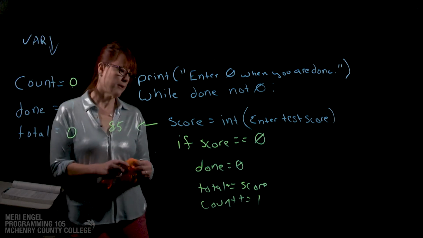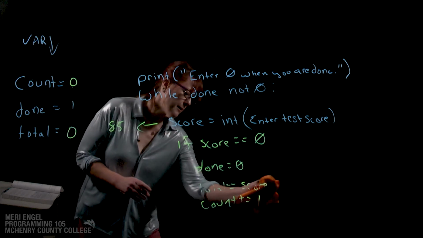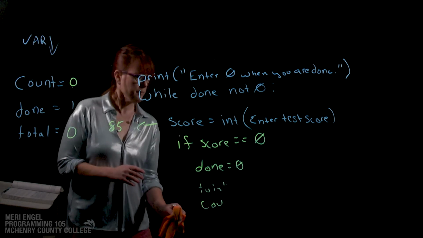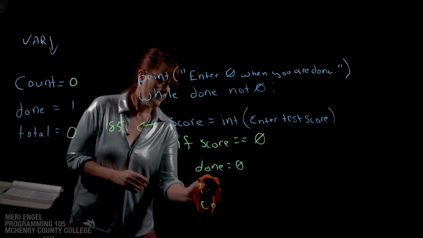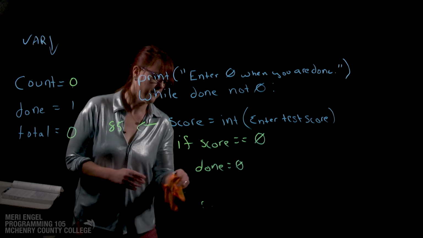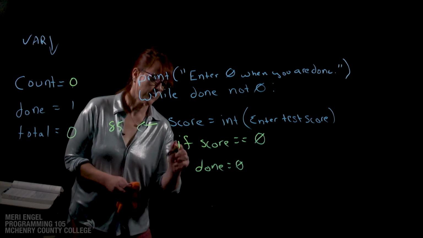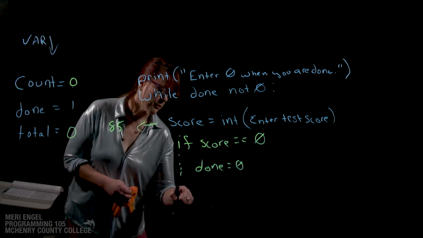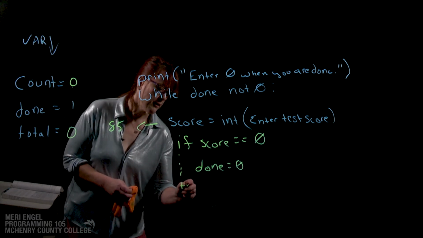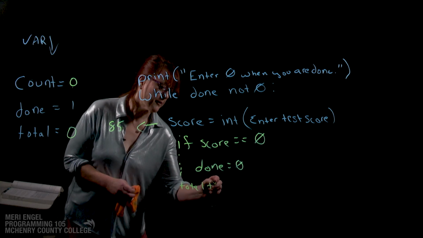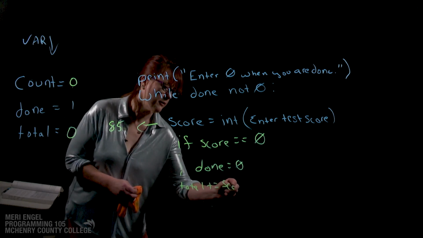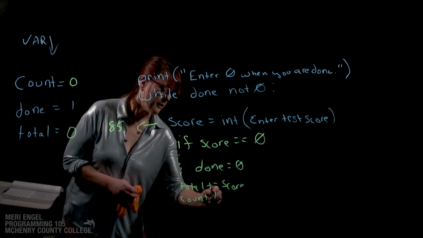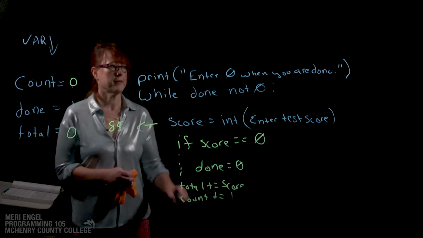I have an error here because these should not be in my if statement. So what actually happens here, this is tabbed in, we want to make sure they're actually directly under the if statement, because anything tabbed in would be part of it. So we're watching for those errors too. So then we'd have total plus equals score and count plus equals 1.